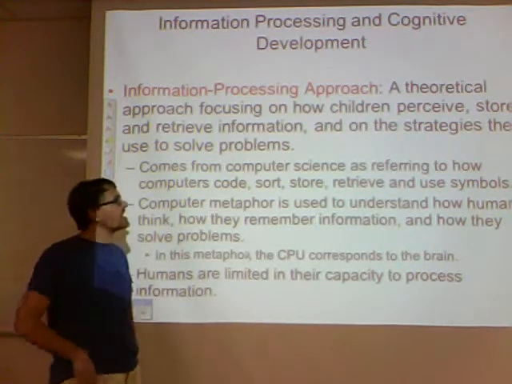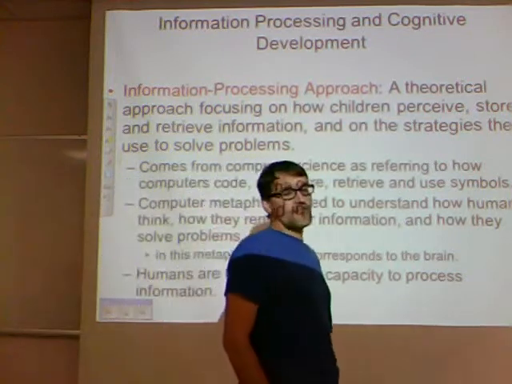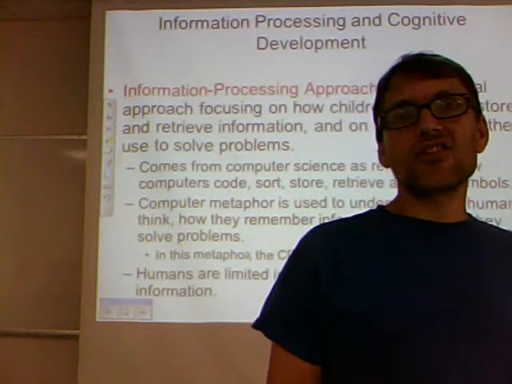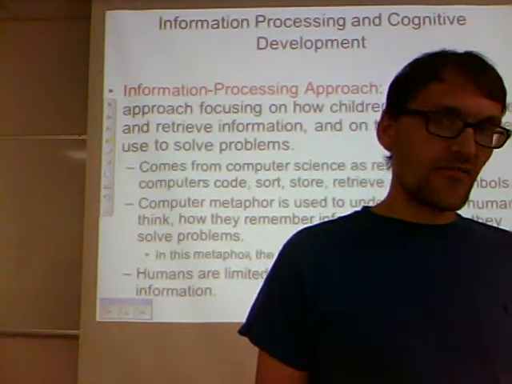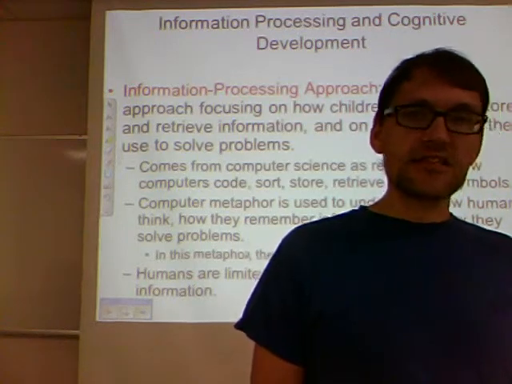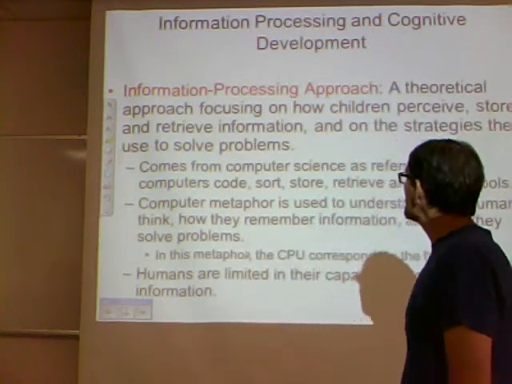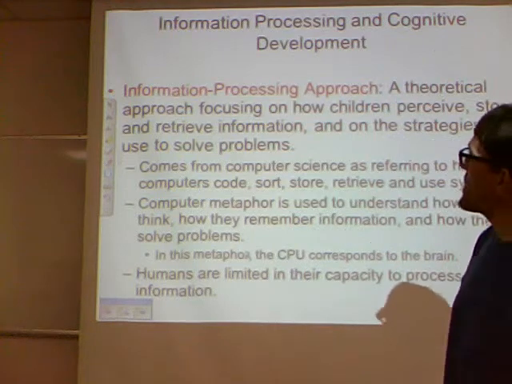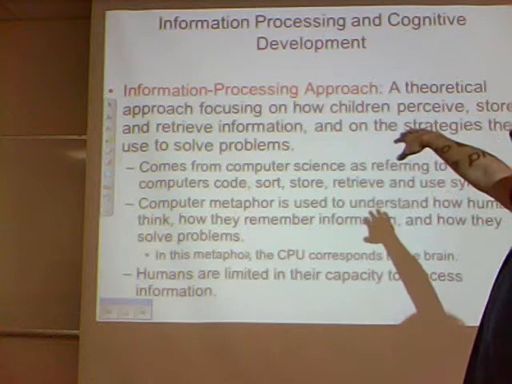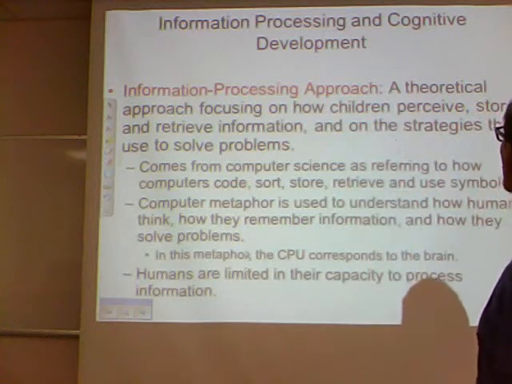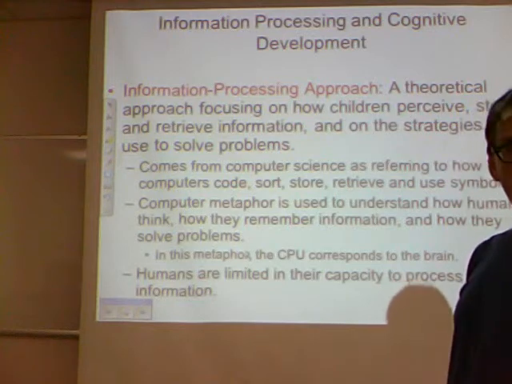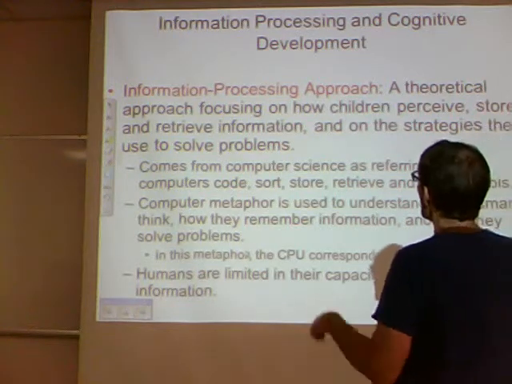So we're talking about information processing and cognitive development. Information processing is sort of a generic term to refer to memory, sort of, kind of, not quite exactly, because it also includes things like attention. But the information processing approach is a theoretical approach focusing on how children perceive, store, and retrieve information, and on the strategies they use to solve problems. And problem solving, good stuff.